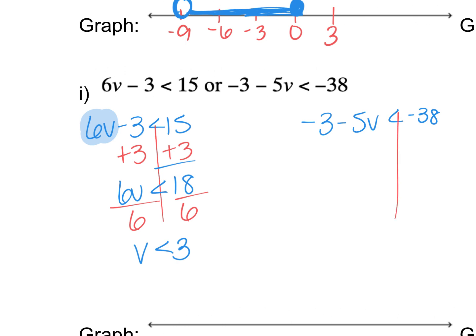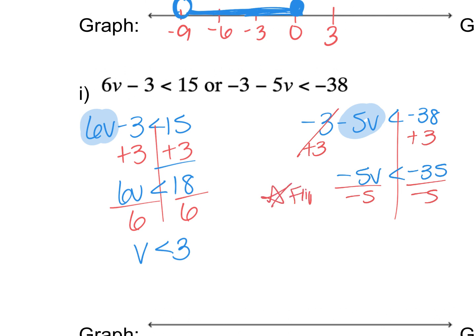All right, the other side, lots of negatives over here, so be careful. So we need to isolate your variable term, which is the -5v. So I'm going to get rid of that -3 by adding 3. So plus 3, plus 3. We have -5v is less than -38 plus 3. That would be -35. Divide by -5 and flip your sign because you divided by a negative. So this would be v is now greater than -35 divided by -5 is 7.